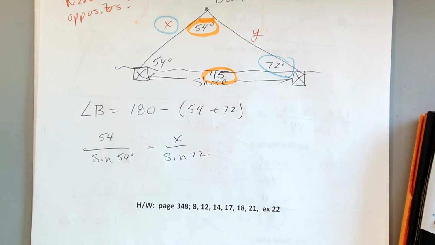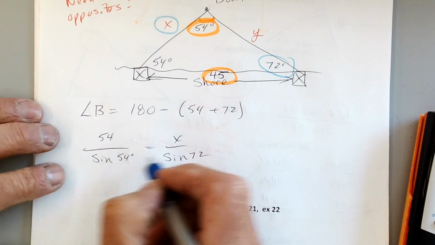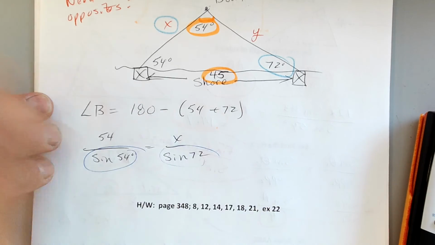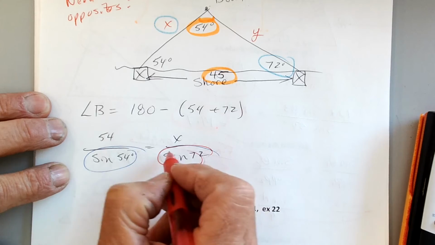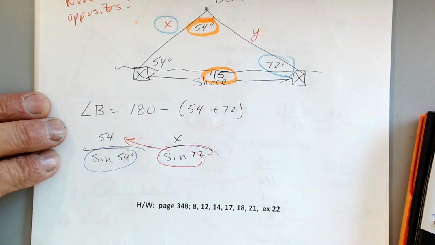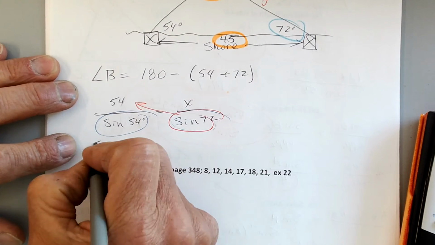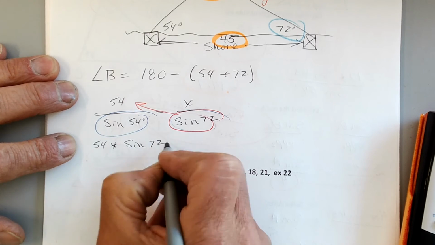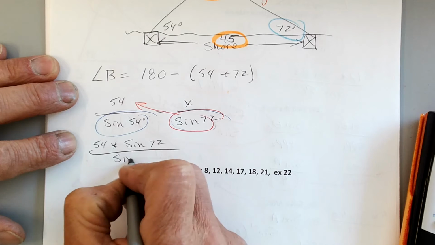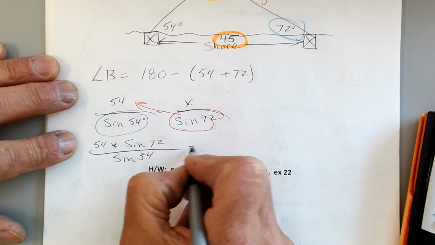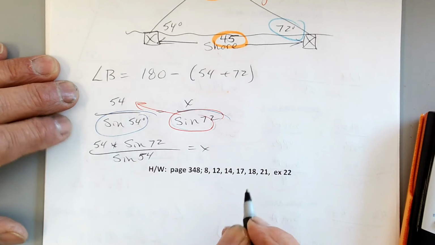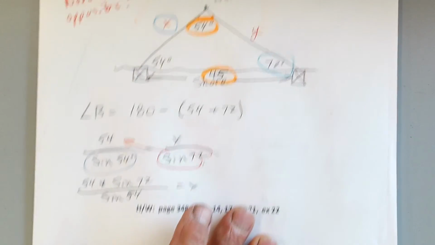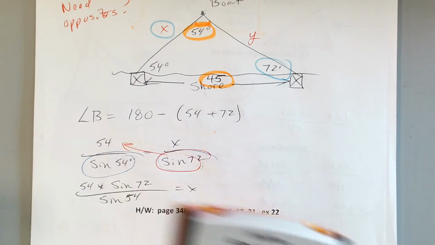And I'm just going to multiply. I'm going to take this and multiply it this way, take this, multiply it up here. So I'll have 54 times the sine of 72 divided by the sine of 54. Wouldn't it be 45, not 54? Isn't the opposite side 45 and the angle is 54?